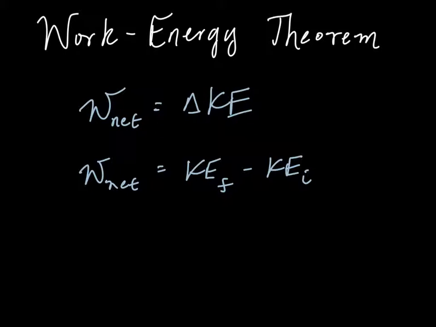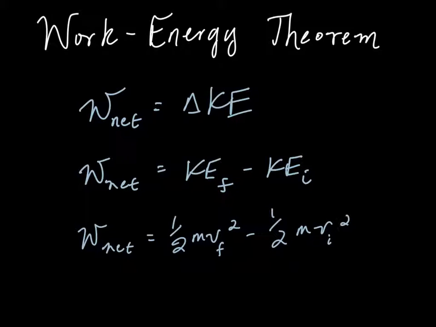And we could even take it a step further and say that the net work is equal to 1/2 mv final squared minus 1/2 mv initial squared. But if you know this equation, you should know how to go from here to here, because basically we're just plugging in our known equation for kinetic energy at that point.